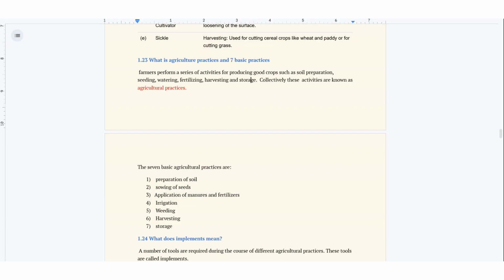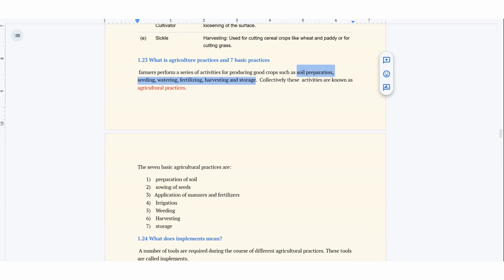Collectively, these activities are called agriculture practices. If you see, these are arranged in chronological order, step by step. First, you prepare the soil, that is called soil preparation. Then you put the seeds, that is called seeding. Then you put water so that seedlings come out. So that is watering. Then fertilizing. You put fertilizer or manure, and then it keeps on growing.